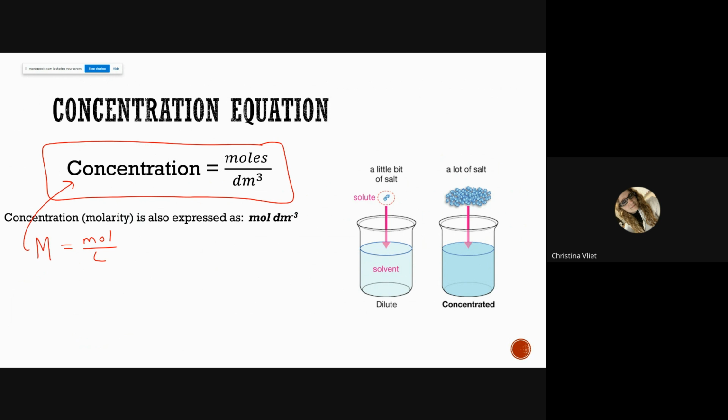Mole stays the same. That's still there. But every time I see liters, that's now dm cubed. So the way we would understand this is concentration is moles over dm cubed. And it's a formula, and you should memorize this formula in the way that it's written here. Moles over dm cubed.